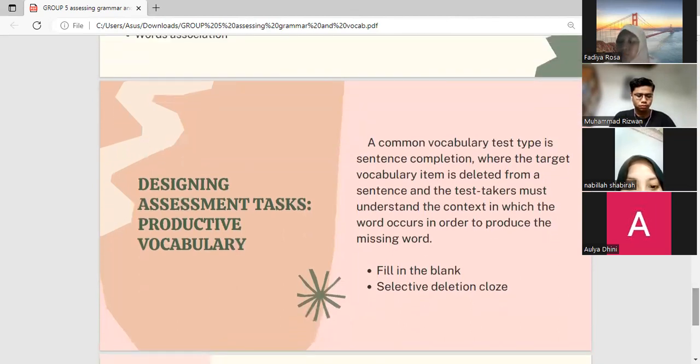The next is designing assessment tasks for productive vocabulary. A common vocabulary test type is sentence completion, where the target vocabulary item is deleted from a sentence, and the test takers must understand the context in which the word occurs in order to produce the missing word. For example, fill in the blank and then selective deletion cloze.